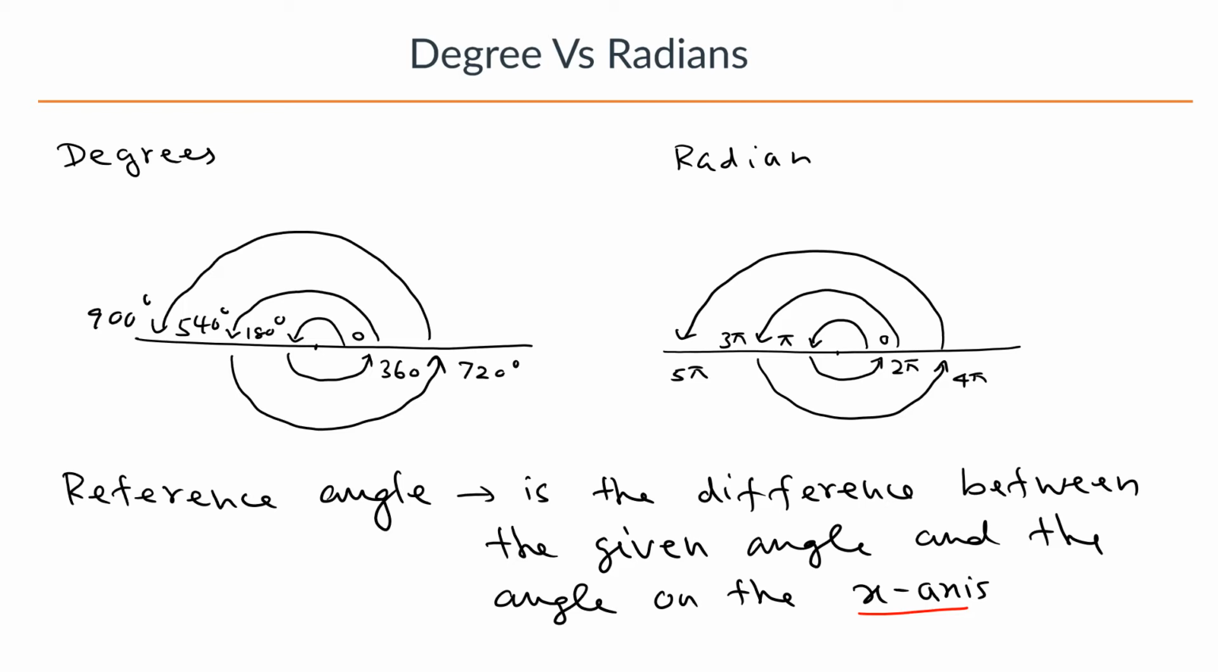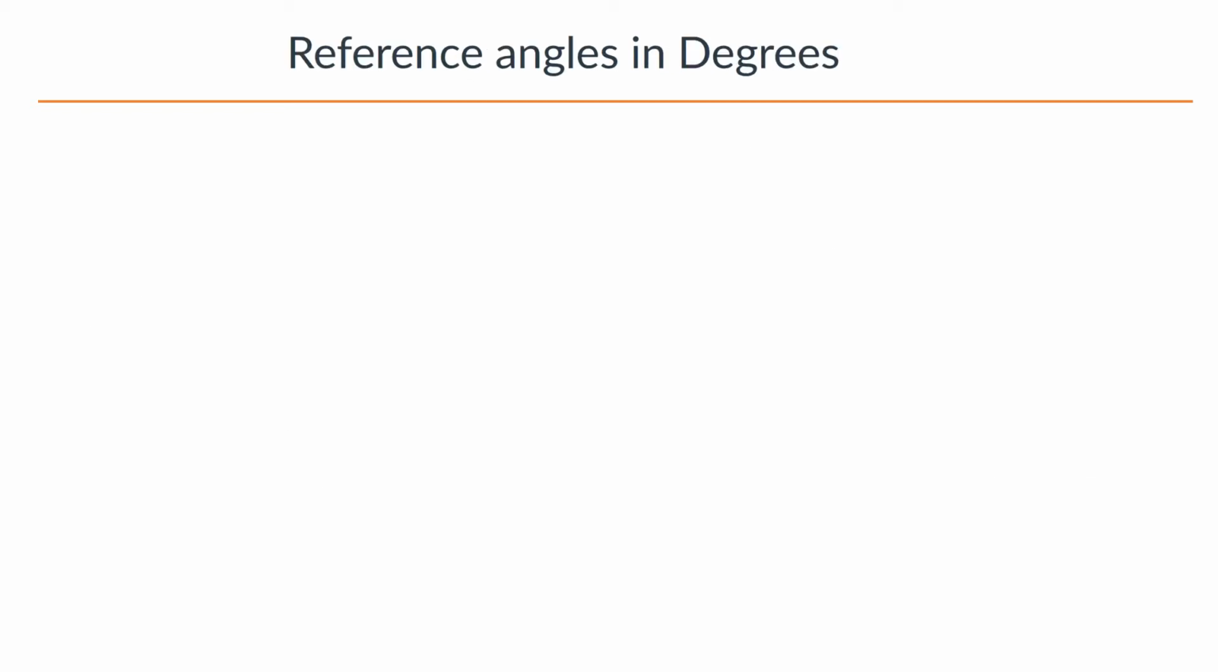So let's look at these in different cases. Let's find the reference angle for theta equals 60. Let's draw the angle first. This is in the first quadrant, so the angle is this one. That is 60, which is less than 90 degrees. So in this case the reference angle is equal to the angle itself.